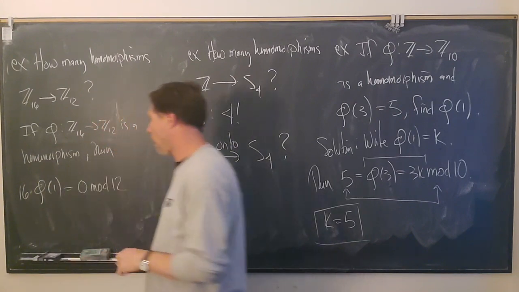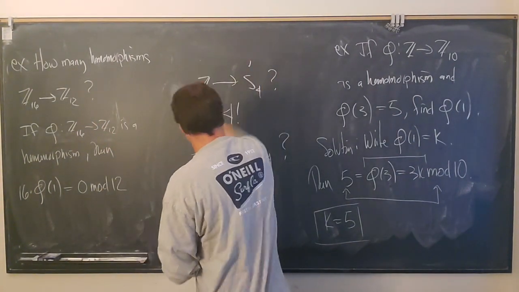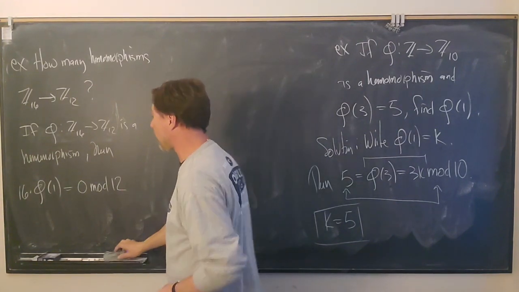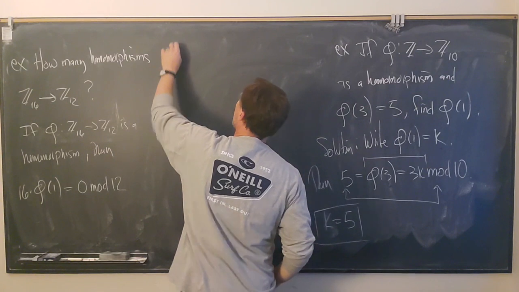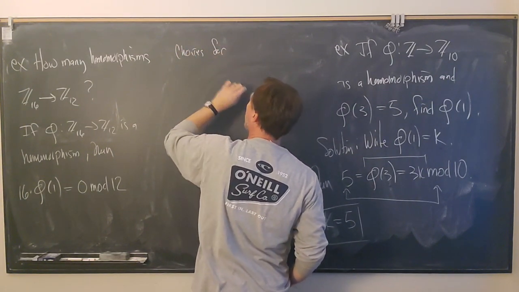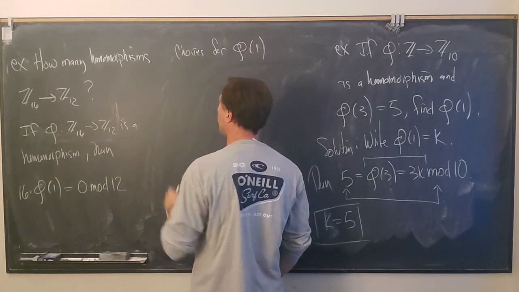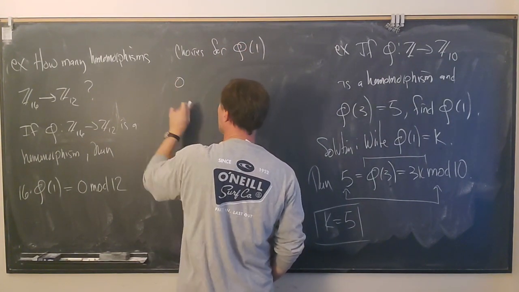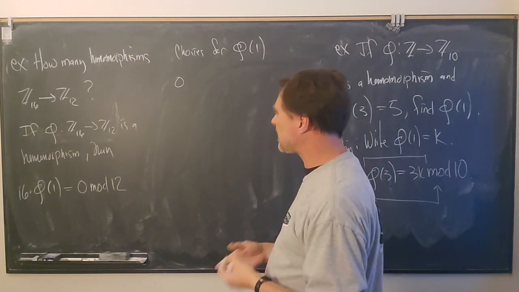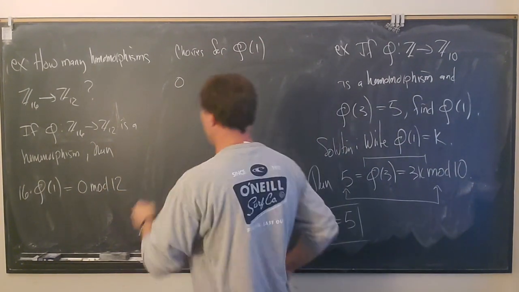mod 12, right? And so let's just write down the choices for phi of 1 and see if they satisfy this property right here. So phi of 1 could be 0. And so then you ask the question, is 16 times 0 equal to 0 mod 12? Of course, the answer is yes.